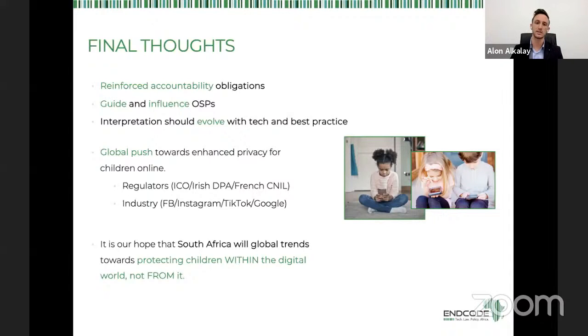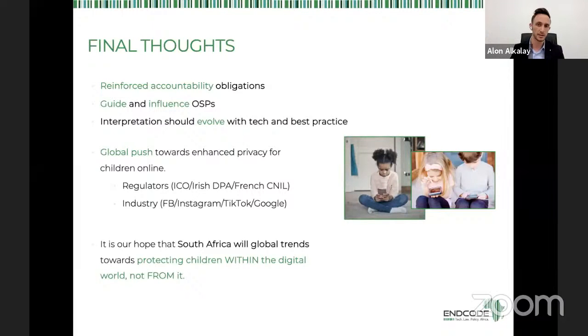Internationally, regulators, especially in the UK, were the first to take such steps. And in the UK, their code is actually law. It's legally binding, and online service providers in the UK have no choice but to comply with it. The Irish Data Protection Officer and the French authority have also put forward recommendations on best practices for OSPs.